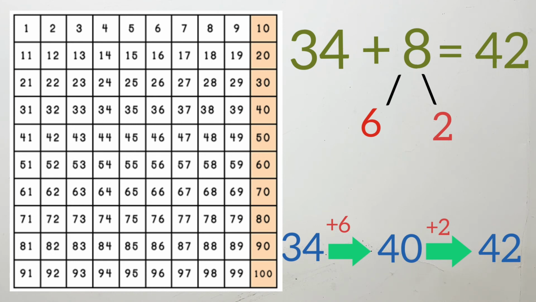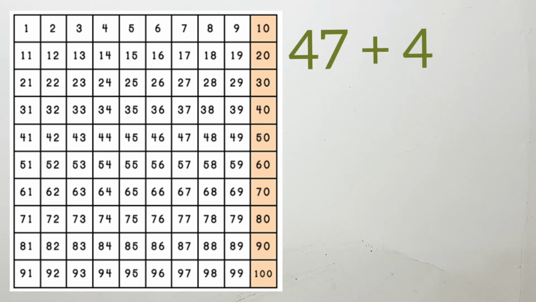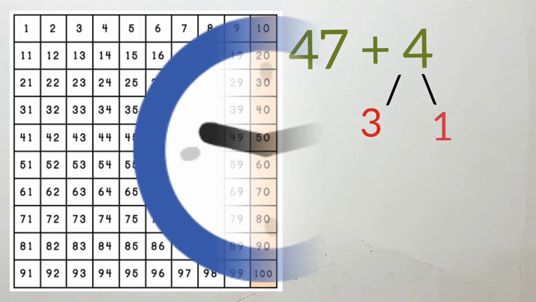My next number sentence is 47 plus 4. Let's look at our 100 chart. The nearest 10 after 47 is 50. If I count on from 47, I would say 48, 49, 50. 3 jumps. 47 plus 3 equals 50. That means that the number bond after my 4 would read 3 and 1. If I look at the arrow way, I would say, this is the last time. You can do it.